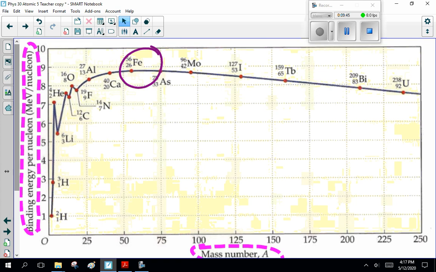As you look at this, you realize hydrogen 2, hydrogen 3, lithium 6, yes, they're much less stable. And you look over on the far right, you've got uranium 238. That's less stable also.